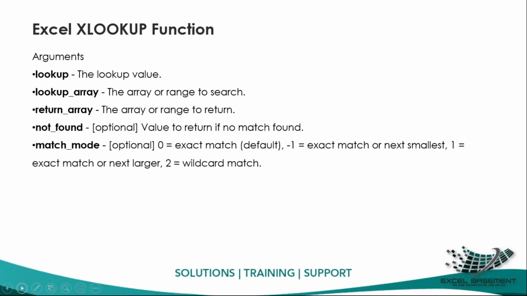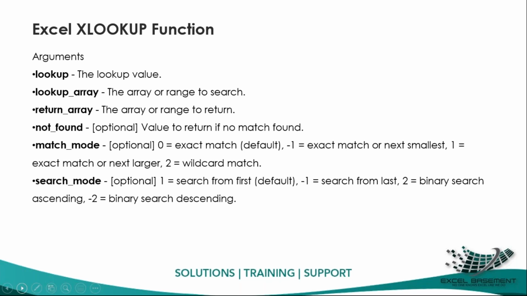Whenever we are finding any value which is not exactly available, we can go with 1 or -1 depending on the criteria. And we can use 2 if we are using a wildcard match. Some users might know what wildcards are. We can use wildcards in SUMIFS, COUNTIFS, VLOOKUPs, INDEX and MATCH for partial matches. Okay.